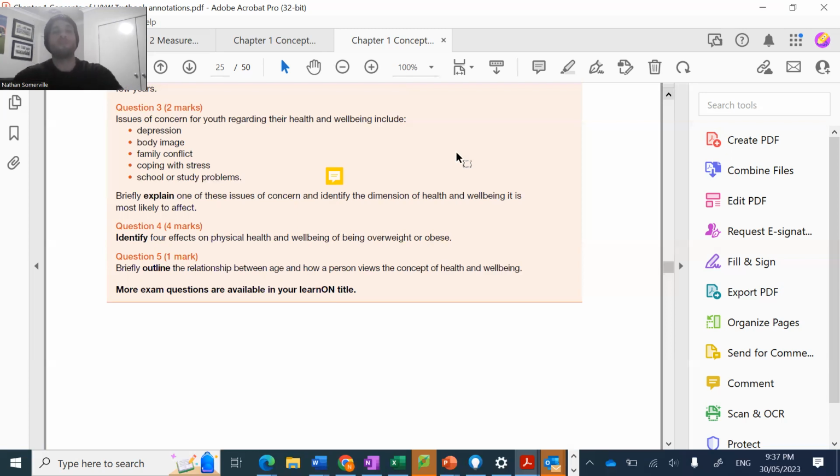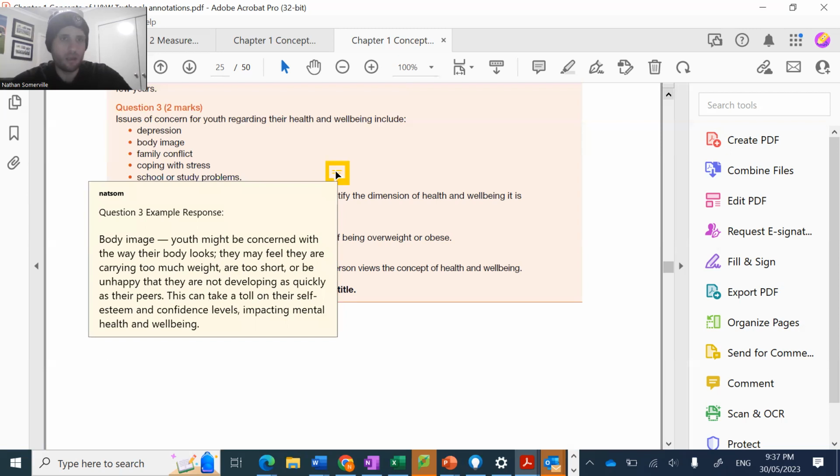Briefly explain one of these issues of concern and identify the dimension of health and well-being it is most likely to affect. We've identified there's 4 mental and 1 social. The one that I'm looking at is body image. Youth might be concerned with the way their body looks, how they may feel that they're carrying too much weight or potentially too short, or they might be unhappy that their peers are developing quickly. They're potentially looking better than them through their own perception, and this can take a toll on their self-esteem and their confidence levels, impacting mental health and well-being. So I want to draw something fairly important in how this question's answered.